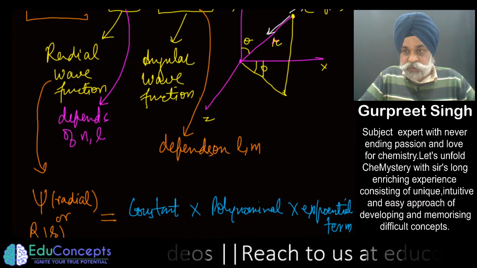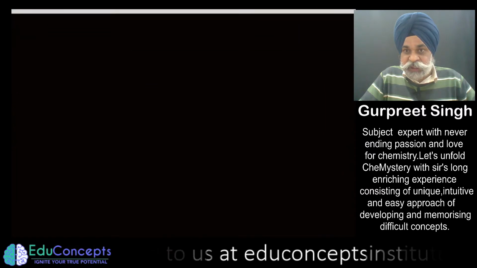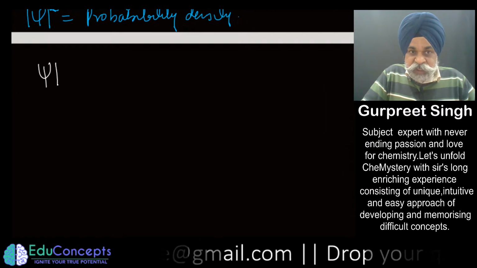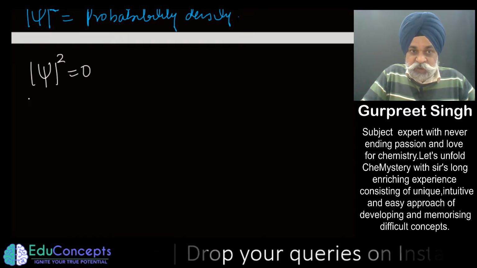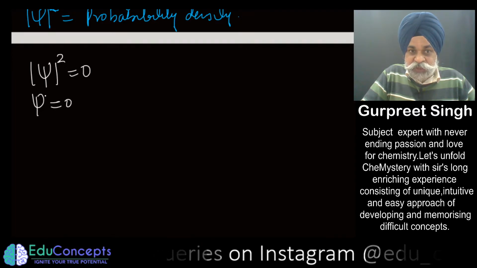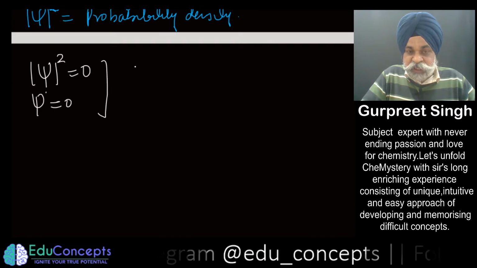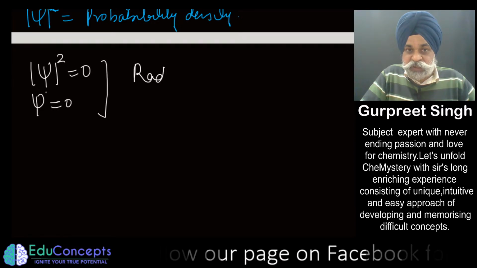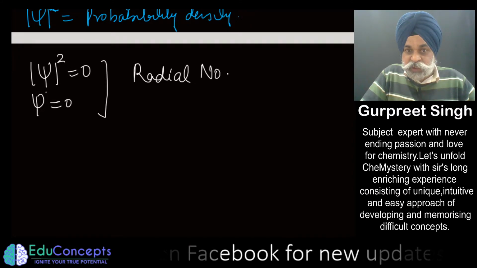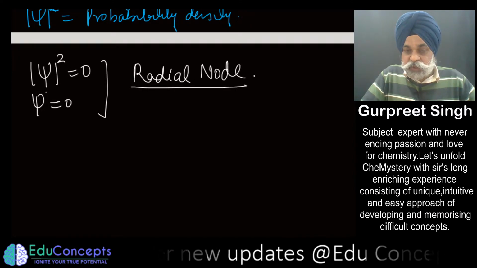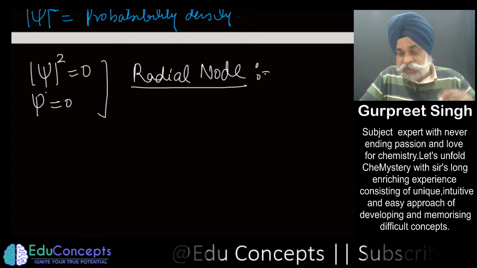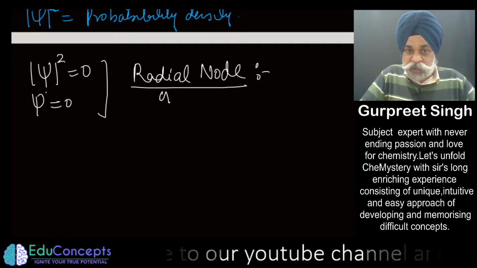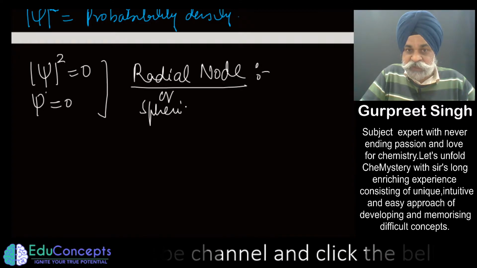You should know that when you change this radial wave function, a point where psi square becomes 0, or for that matter psi becomes 0, is the place where you could say it consists of a radial node. Now, what is basically a node? A node is a space around the nucleus where the probability of finding the electron is 0. So, radial node, or you may also say spherical node.